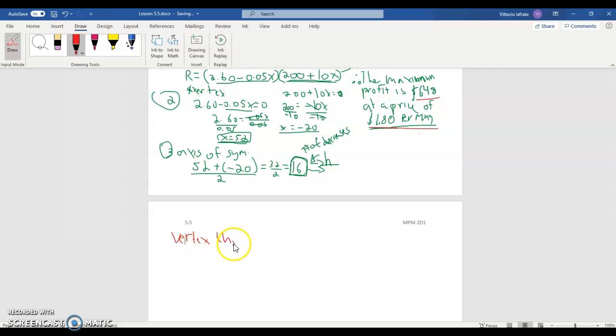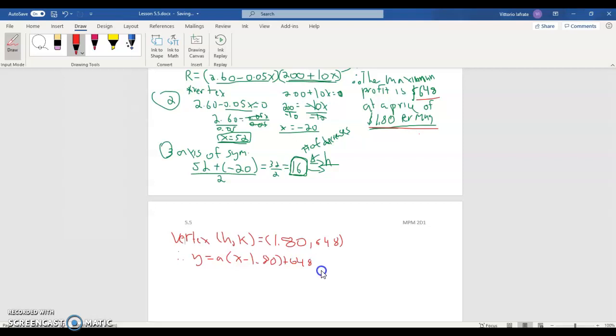h, k is $1.80 and $6.48. So we know that. And so what we can do is plug that into our equation. y is equal to a(x minus 1.80) plus 6.48.